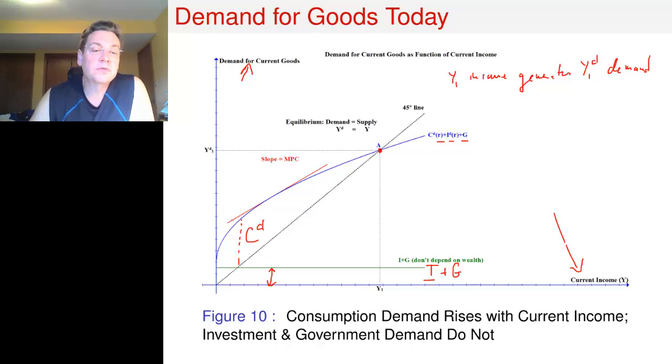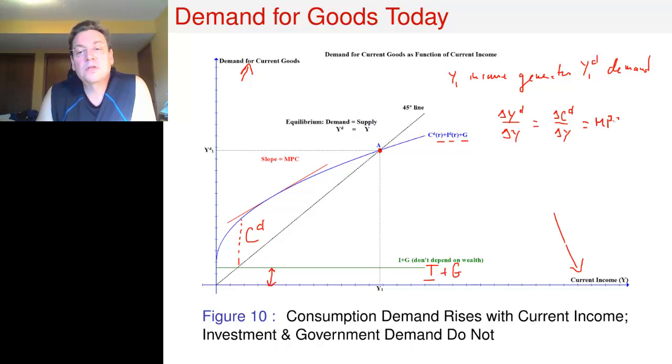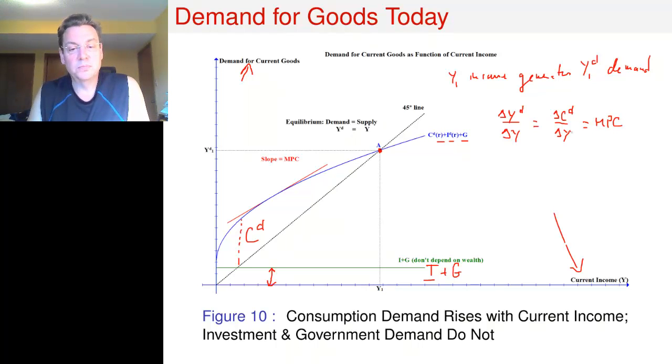So then we can ask ourselves, well, what is the slope of this blue line? Well, the slope of the blue line is just going to be the change in demand over the change in current income. But we know that the change in demand induced by changes in current income is entirely due to consumption demand. So it's the change in consumption demand over the change in current income. And that's just this thing that we've called the marginal propensity to consume.